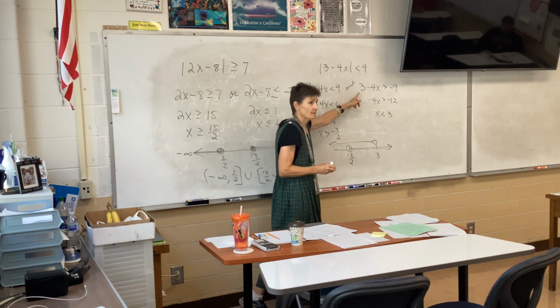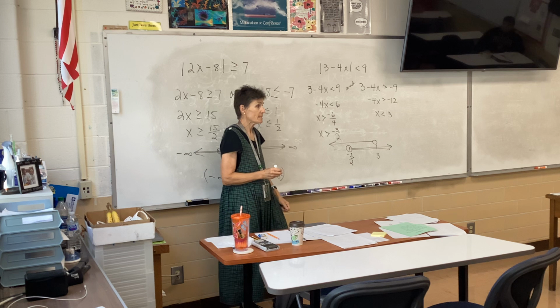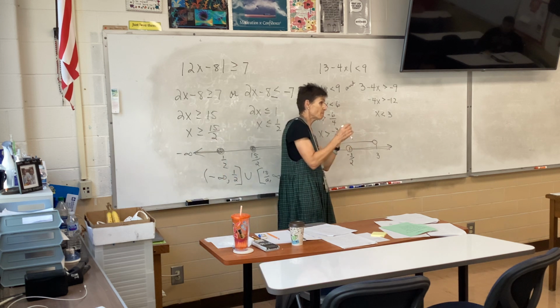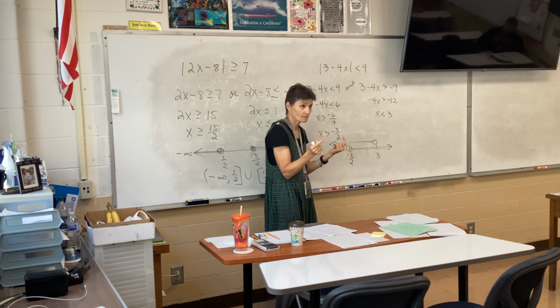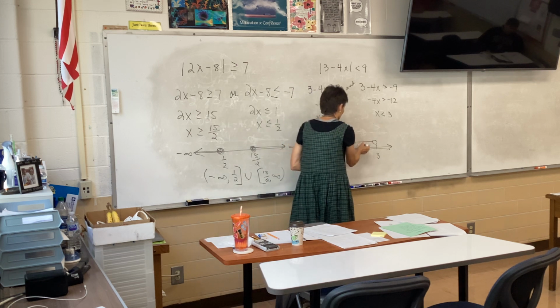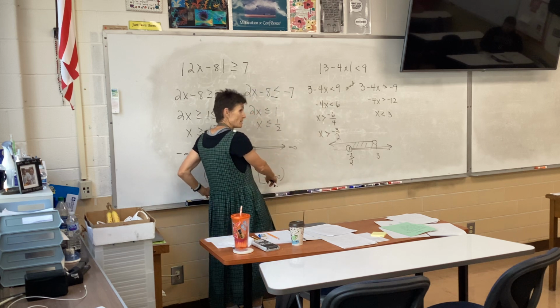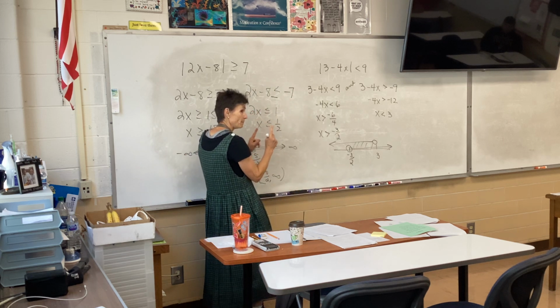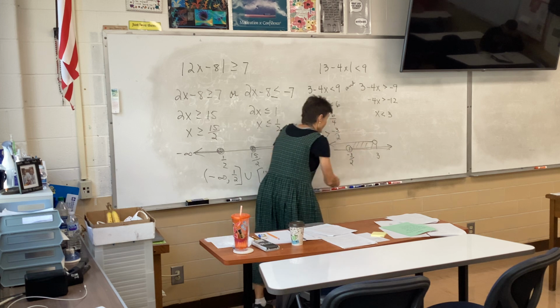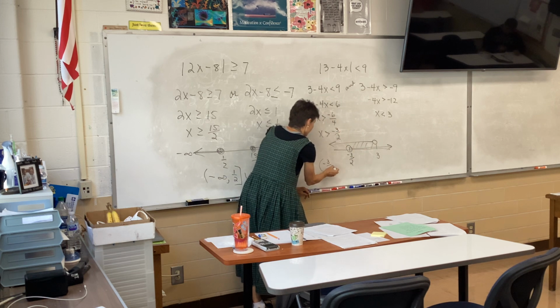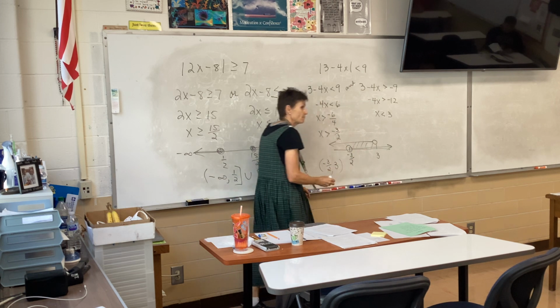Now that's an and. So what do I need? My answer has to be both shadings. So where is the answer? In the middle. So I'm not gonna get a 2-part answer. I don't have 2 pieces, I have 1 piece. It's this piece in the middle. So parentheses, -3/2, comma 3.